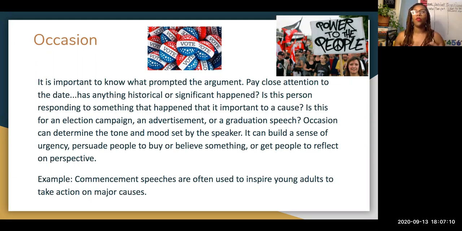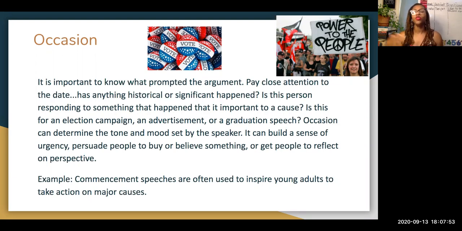So you want to be asking, what's the occasion? Is it an official occasion? For example, commencement addresses, that's graduation. So it's an official occasion that the speaker has been asked to speak at. Is the occasion an election campaign? Is it an advertisement? Is it a graduation speech? Because each of these occasions might bring different types of delivery, right? A graduation speech often is inspirational, right? The tone and the diction is usually very positive, very uplifting, right? Whereas an advertisement is very like, go, go, go, get it, get it, get it.